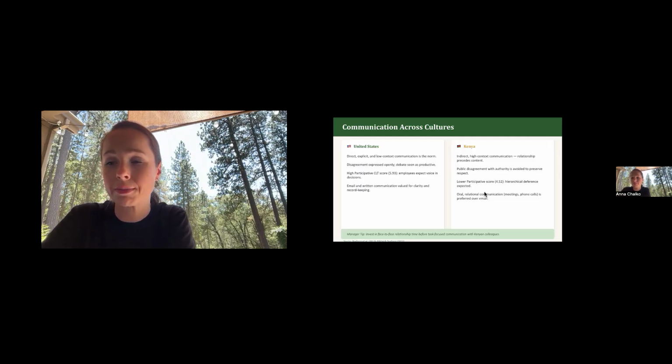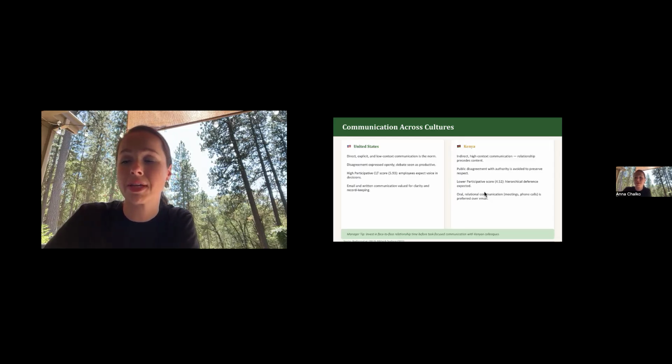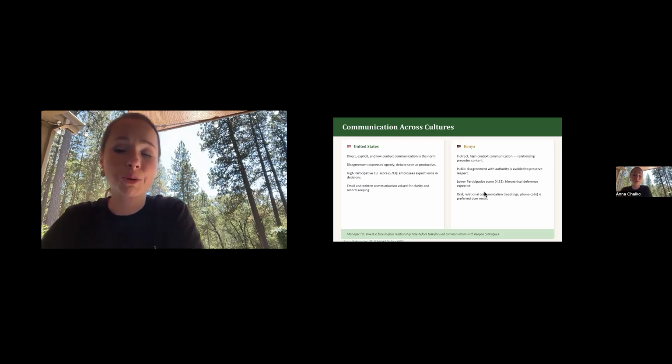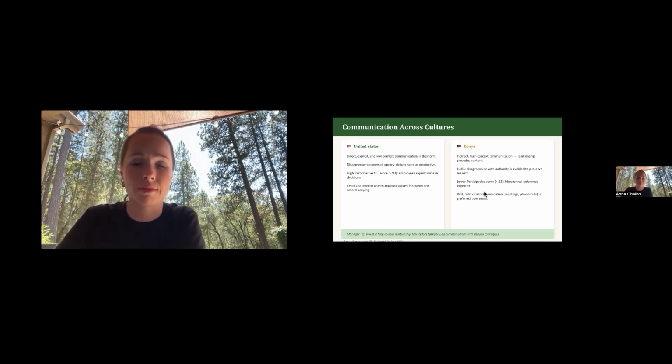The lower participative CLT score, 4.52, also means that leaders are expected to lead with confidence and authority. A manager who is constantly asking the team for direction may seem lacking confidence. The practical takeaway for managers is to invest in relational time before task time. In Kenya, trust is built through personal connection. So every time you see someone, you always start with a hello, how are you? Tell me about your day, but not getting too personal because that can also make them uncomfortable.